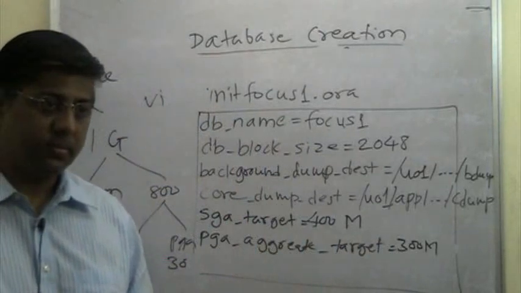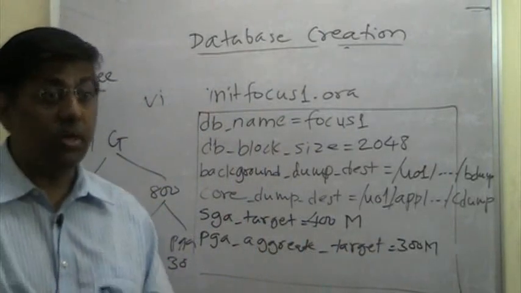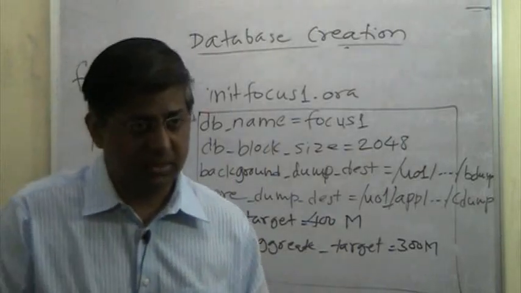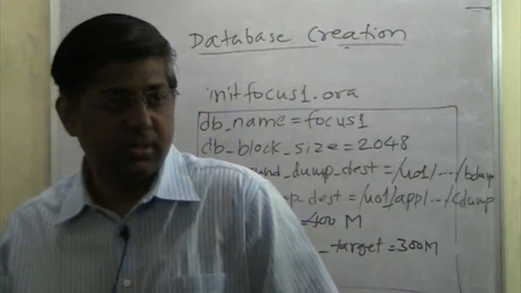They also have temporary tablespace. So if after doing all this, the PGA is still less, then temporary tablespace is used.